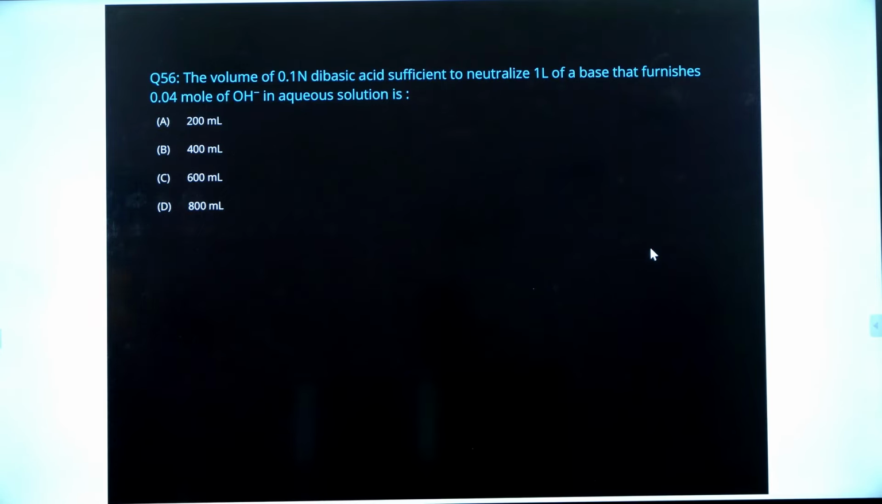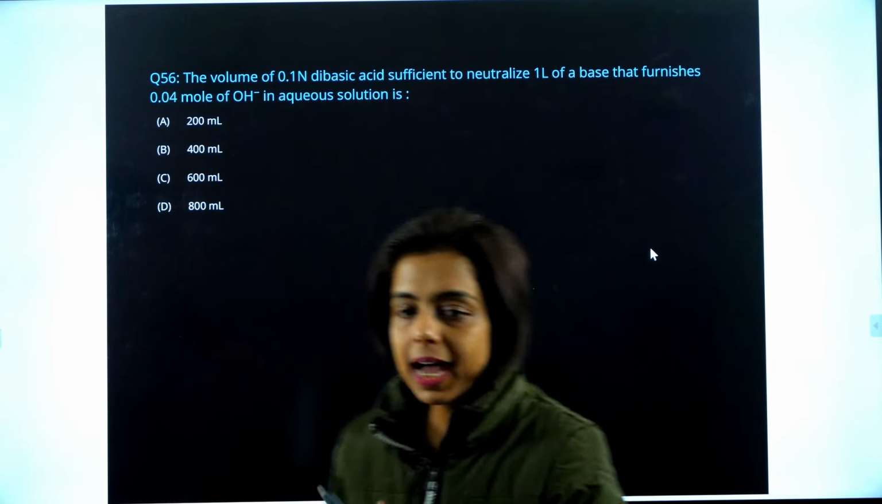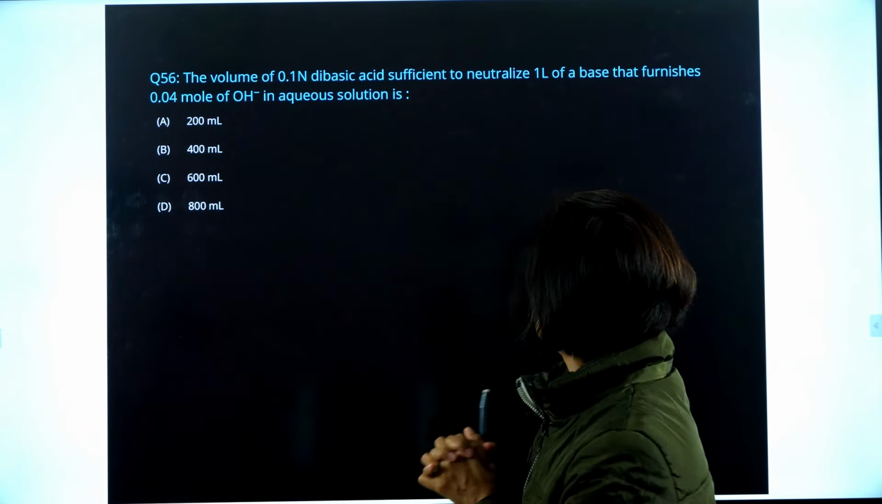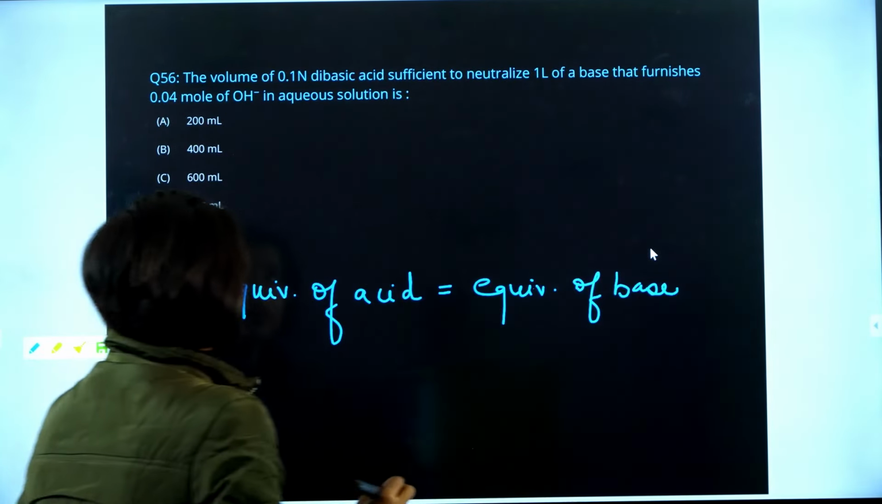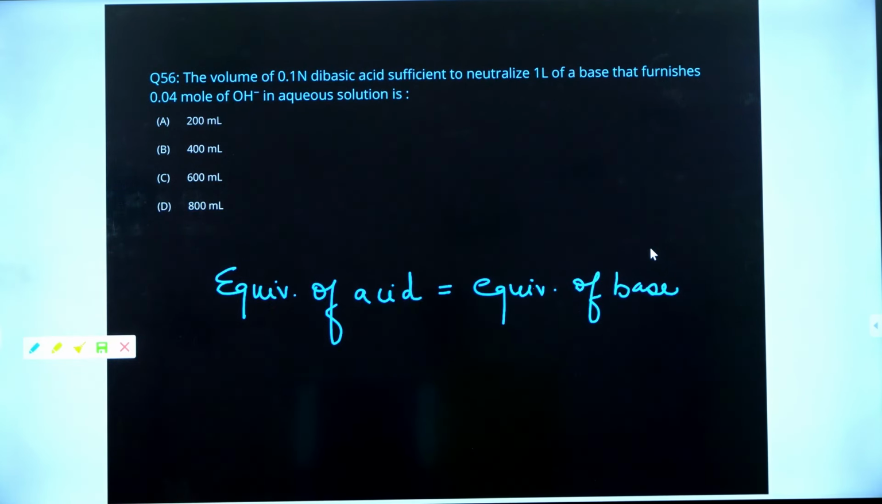The next question, guys. Okay. The volume of 0.1 normal dibasic acid sufficient to neutralize 1 liter of base that furnishes 0.04 mole of OH negative ions in solution. So this is acid-base neutralization. Whenever we have acid-base neutralization, what we'll do? For complete neutralization, the number of equivalents of acid should be equal to the equivalents of base, right? So normality is given, it is a dibasic acid, normality is given.